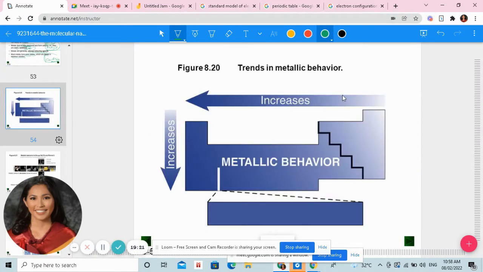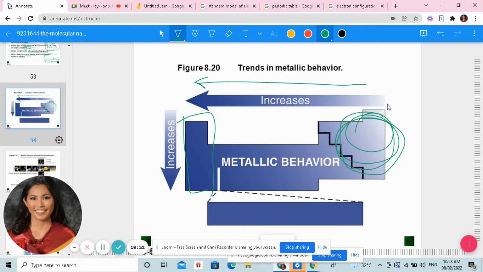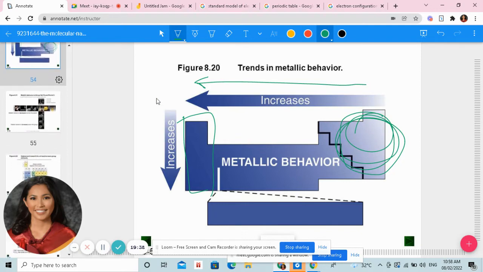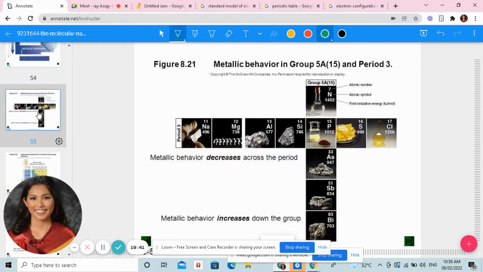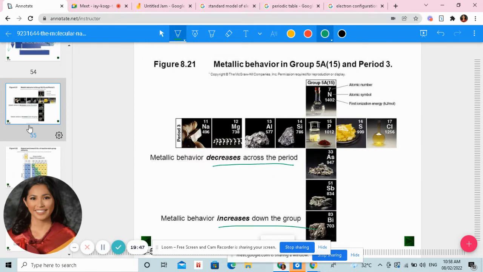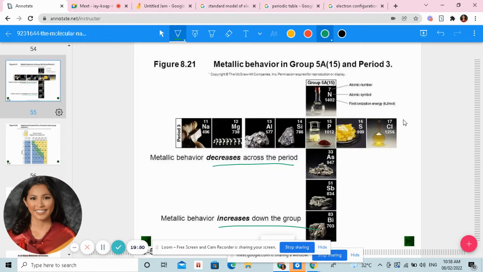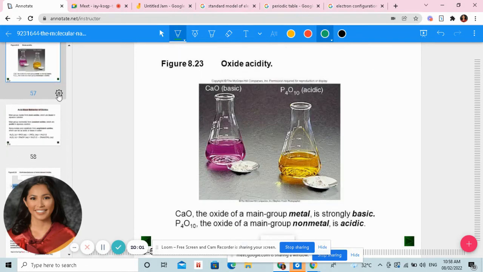Now we also have trends in metallic behavior. As we go across, metallic behavior increases because they are metals. Here, there is little metallic behavior because they are non-metals. As we go down, metallic behavior also increases. Metallic behavior decreases across a period and increases down a group. There are still some in-between cases, for example the Cl. All right, we have that one.